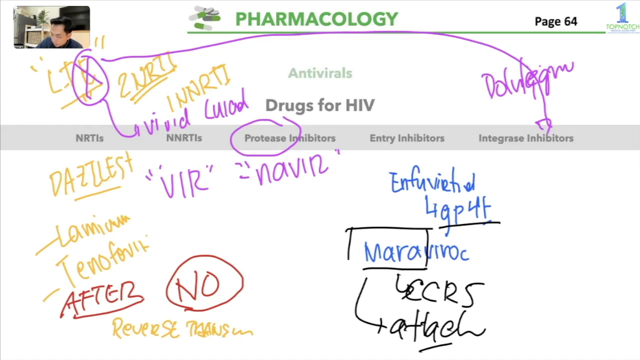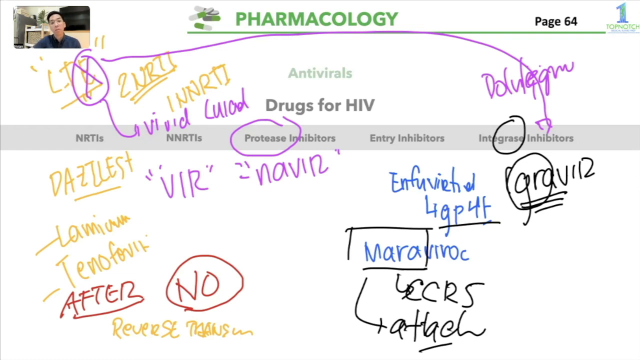Yung ending nito, meron silang gravir sa pangalan. Grav, okay? Grav, GR, sounds like yung grace, GR. Then integrase, no? Gravir, all right? So those are your integrase inhibitors.